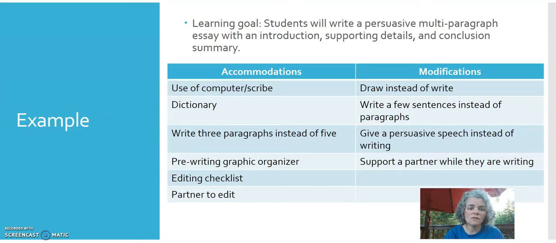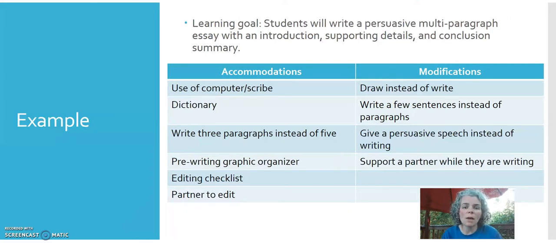For accommodations, you may offer a student the use of a computer, using a scribe. They can use a dictionary. They could even write 3 paragraphs instead of 5 because that's still multiple paragraphs. They could use a pre-writing graphic organizer, an editing checklist, or possibly a partner to edit. So there's lots of things that you could do that still retains that same learning goal.